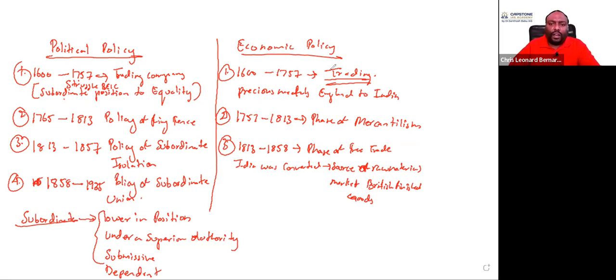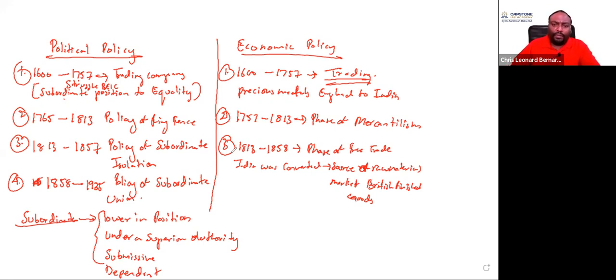And in the economic policy from 1600 to 1757, they were a trading company, and India had a favorable balance of trade. But after the Battle of Plassey, they started the phase of mercantilism, where the surplus revenues that Indians were paying to the British were used to buy goods from Indians using the profit they earned. They also brought finished goods and made Indians buy them. So in this phase of mercantilism, Indian people's money was used to buy Indian finished goods, and these goods were exported to England. Moreover, the goods brought from England were sold to Indians at a very high rate.